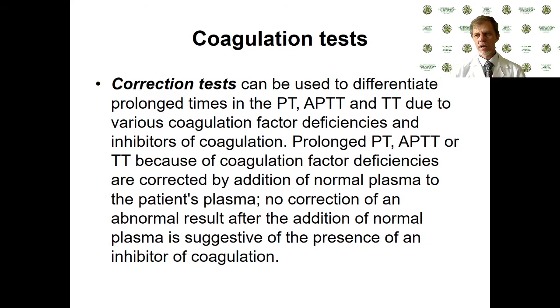Correction tests. The idea of correction tests: you know that we have 12 factors of coagulation, and we can add one factor after another and see what happens. Finally, we can see which factor we should add to cause normal coagulation. And if we find this, we can say, okay, this is a deficiency of factor 8, for example.